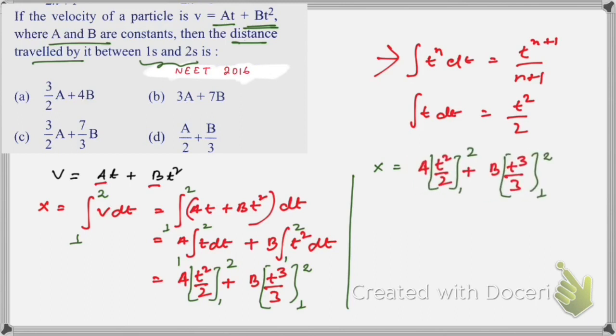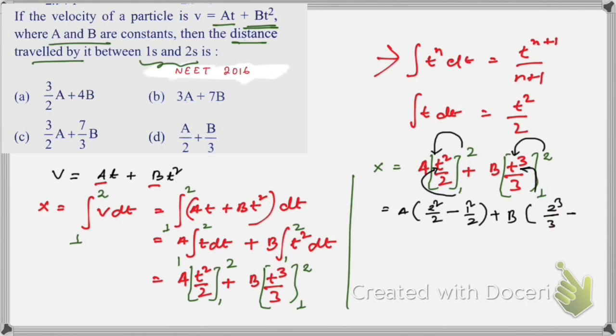So this is the result we have got. First, we need to put the upper limit. Then we will get a into 2 square by 2 minus, let's put the lower limit here, 1 square by 2, right? Similarly, b into, put the upper limit 2 here, then you will get 2 cube by 3 minus, put the lower limit here, then 1 cube by 3, right?